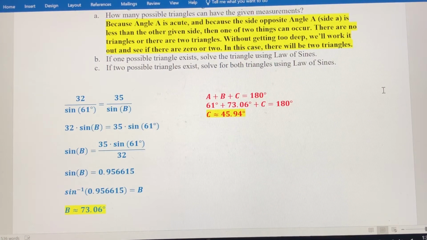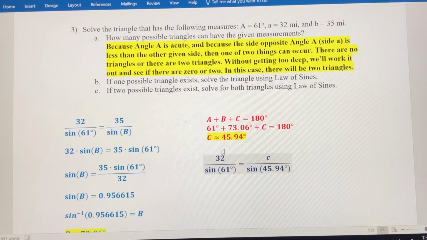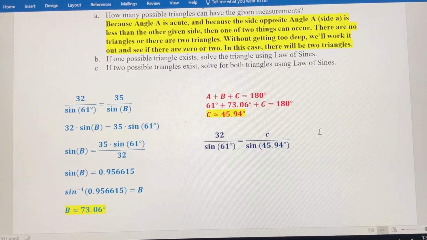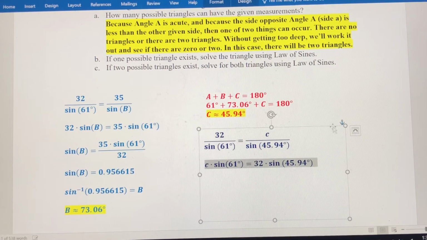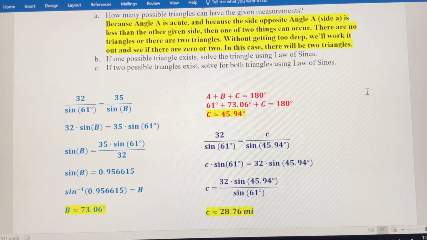Next, we want to use our law of sines ratios: side A over sine A is equal to side C over sine C. Cross multiply, and this time we're going to divide by sine 61, and we get our value for side C. So that's one triangle that's going to fit here. One triangle is going to fit.